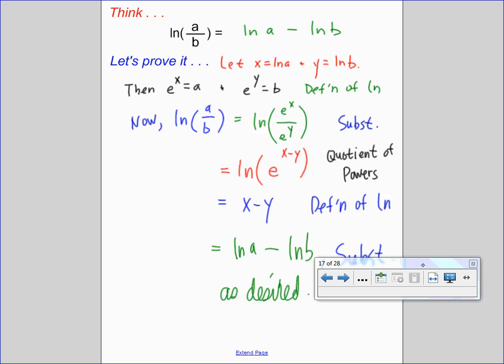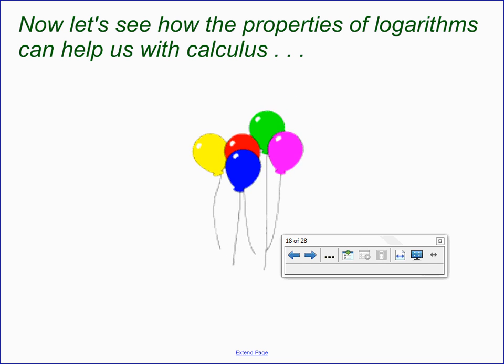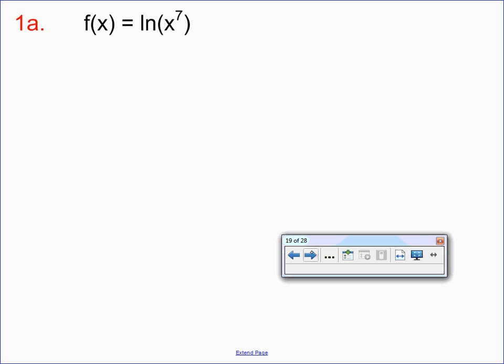So big whoop, what's the dealio? Well, now we can see how these properties of logarithms make our calculus lives easier. So they're going to help us with calculus on the next. Let's go ahead and take a look at 4 different problems, and we're going to complete them 2 ways.